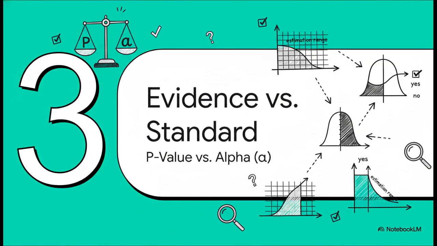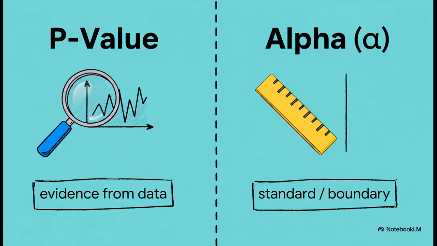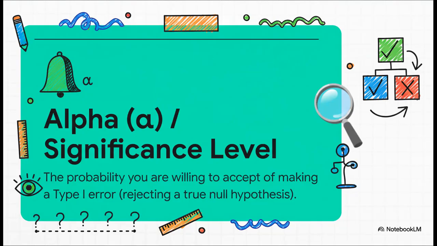But wait, the p-value doesn't get to make the final call all on its own. It's just the evidence. That evidence needs to be compared against a standard, a rule that we set before we even look at the data. This is the big showdown, evidence versus the standard. So let's put them side by side. The p-value is the evidence you calculate from your specific data. It can change every time you take a new sample. Alpha, on the other hand, is the rule. It's the strictness of your test. It's the line in the sand you draw beforehand to decide what's going to count as unlikely enough to be significant. So this alpha, which you'll almost always see set at something like 0.05, is your significance level.